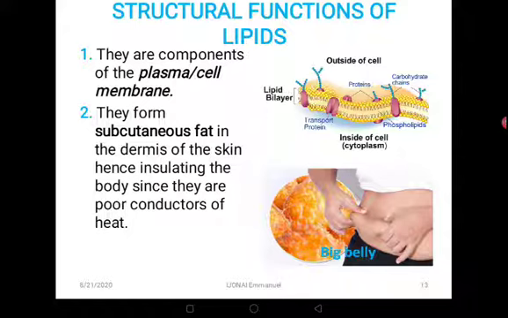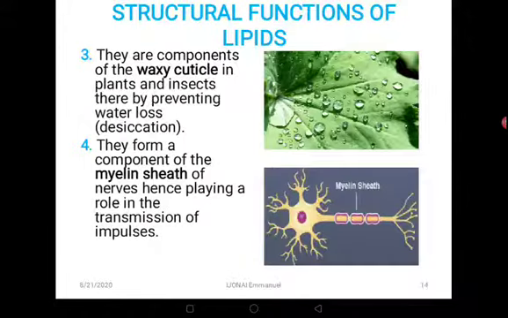They form subcutaneous fat in the dermis of the skin, hence insulating the body against heat loss because they are poor conductors of heat. So usually you find them under the skin, keeping the body warm, insulating the body against what? Heat loss. So those people who have more fat should be warmer than those of us who have less fat in the bodies.